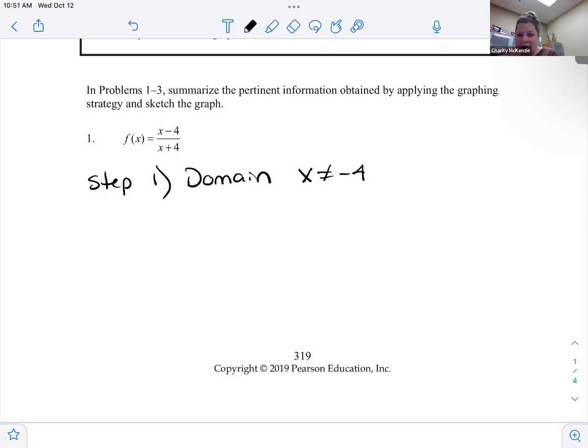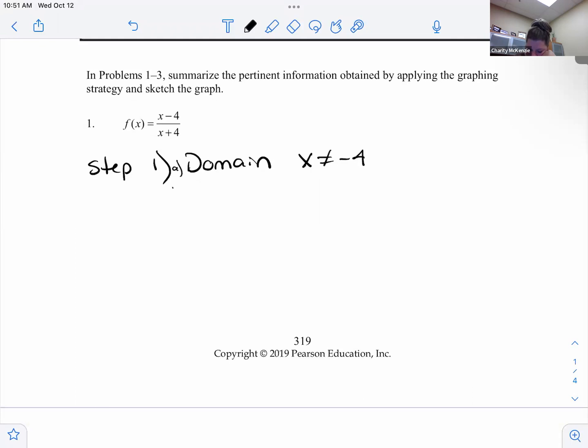What are the other things we would look for here on domain? We would look for a square root or a log where you have to be positive and you can't be negative, or x in the denominator. Those are like the things we look for. I think I've got them all. Okay, so that's step one, part A. We'll label this A. And then part B says, what are the intercepts?